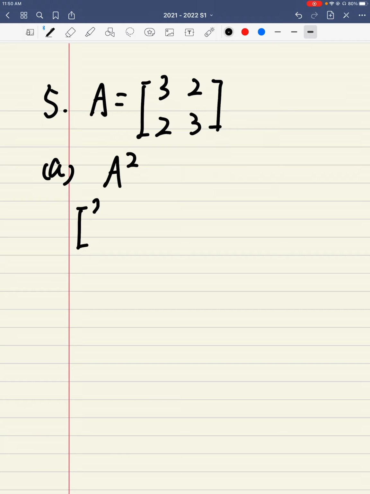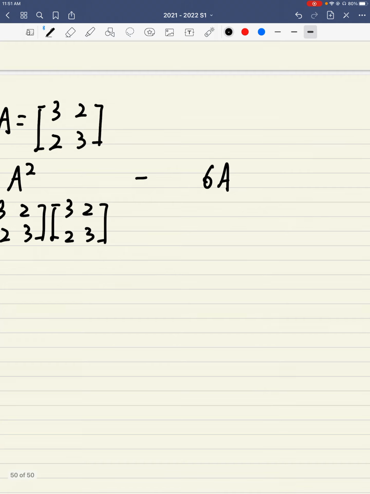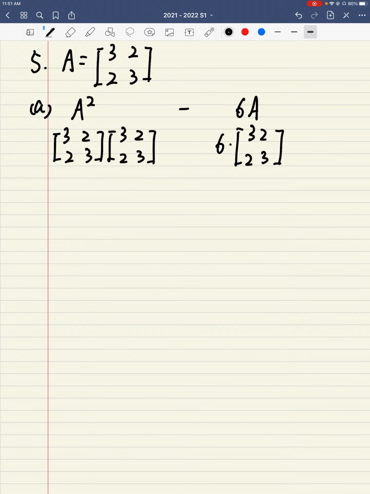A squared is [3, 2; 2, 3] times [3, 2; 2, 3], plus minus 6A. 6A is just 6 times [3, 2; 2, 3]. So let's just do it. Here is the matrix multiplication.